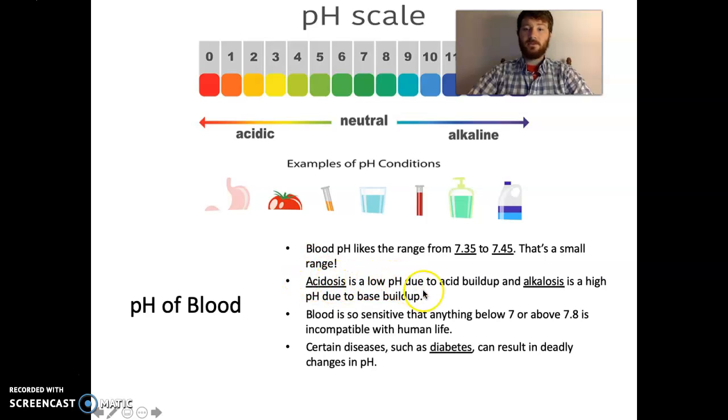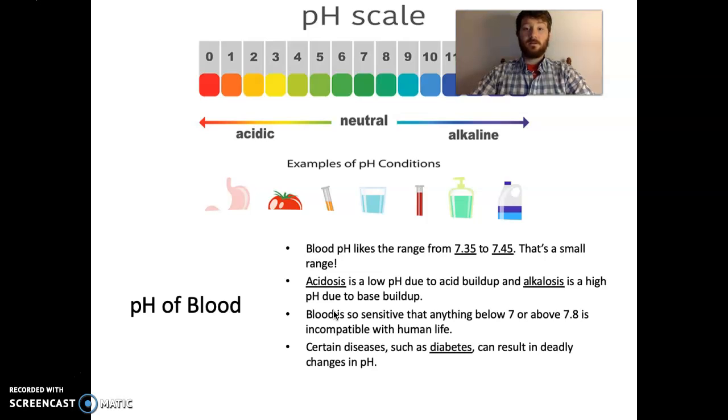Acidosis is a low pH due to acid buildup. You might have heard of ketoacidosis, which particularly diabetics have to be careful of. And alkalosis, or alkaline, is high pH due to buildup. Blood's so sensitive that anything below 7 or above 7.5 is incompatible with human life. If you take the pH of blood and it's 7, the person's dead. Of course, we just mentioned diabetes can result in deadly changes in pH.